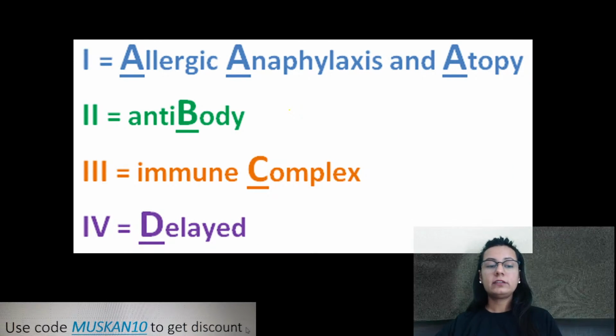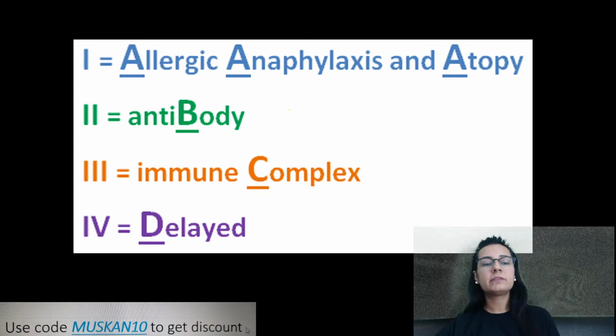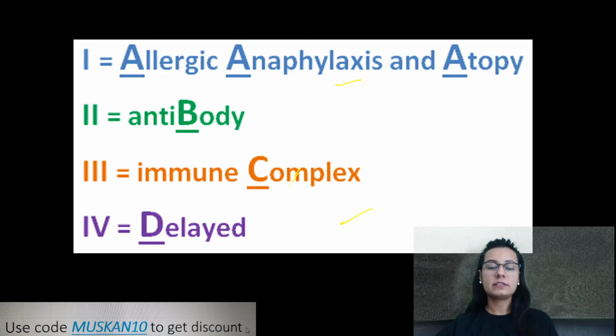Examples we have already seen. This is another mnemonic for the type 1, 2, 3, 4 to remember, but you've already remembered it by the mnemonic, that is ACID.